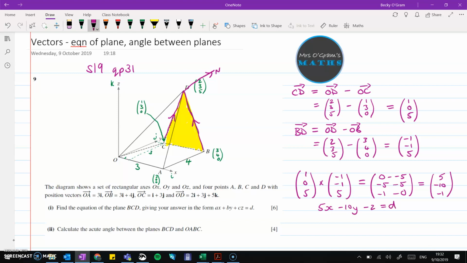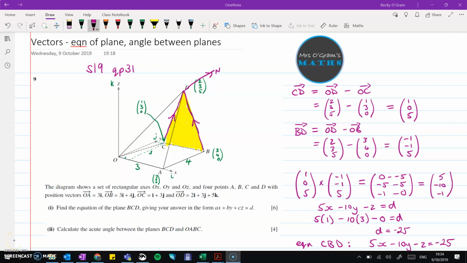Now we know at least one of the coordinates that's on that plane. We can use either C, D, or B to work out what d has to be. I'm going to go with putting in C. I just like the looks of those numbers, and we'll see what d is. Is 25. No, wait, it's minus 25. So the equation of CBD, or BCD as it was put in the question, I should have done that, but anyway, it doesn't matter. So the equation is 5x minus 10y minus z equals minus 25.